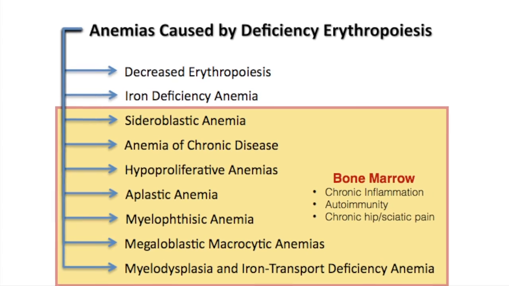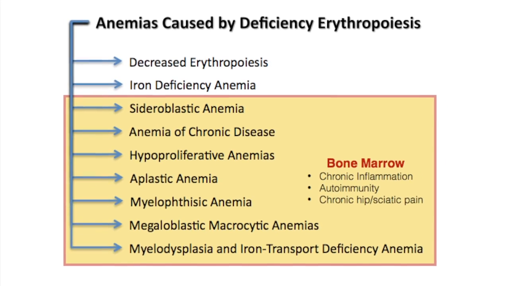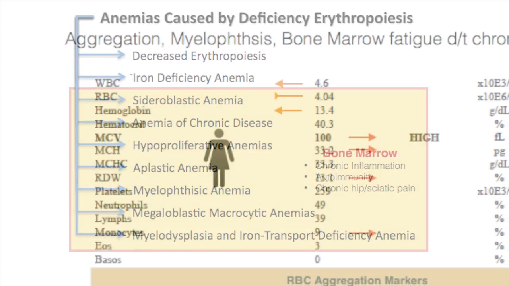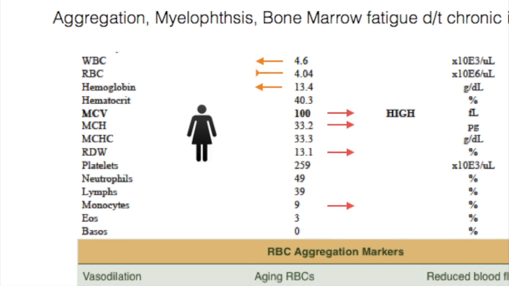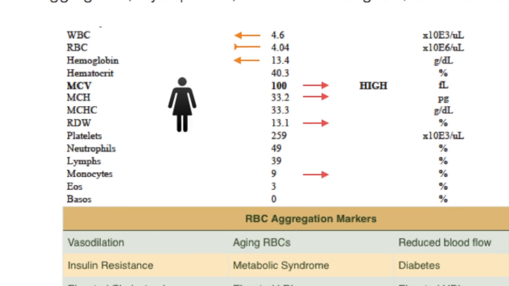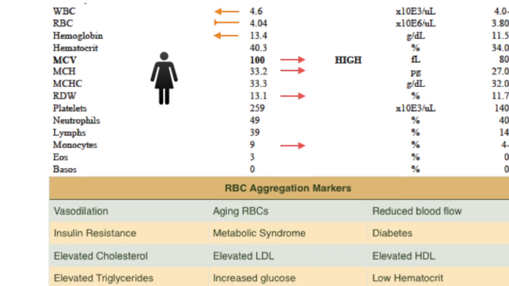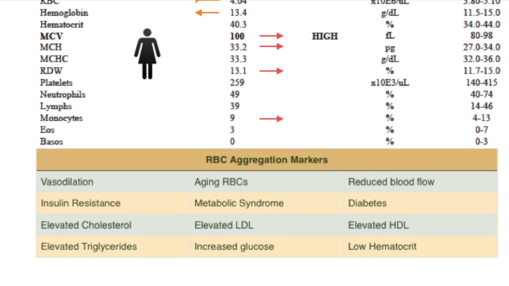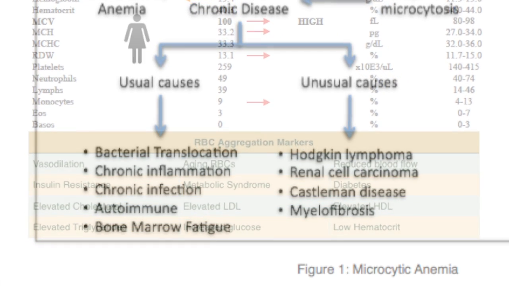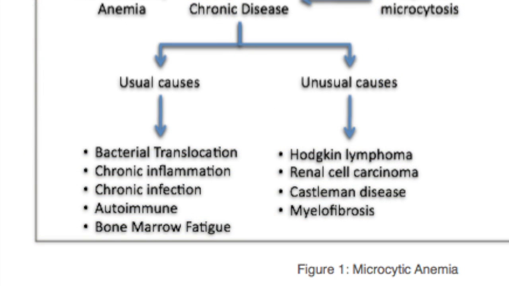Acquired microcytic anemia that is not iron deficiency anemia is indicative of an underlying systemic disease and is labeled operationally as a microcytic anemia of chronic disease. Both usual and unusual systemic diseases may accompany microcytic anemia of chronic disease.